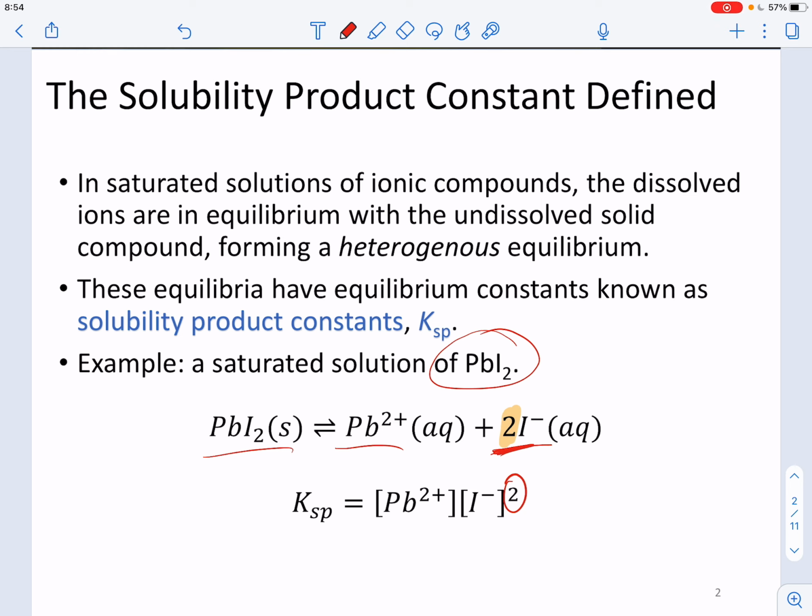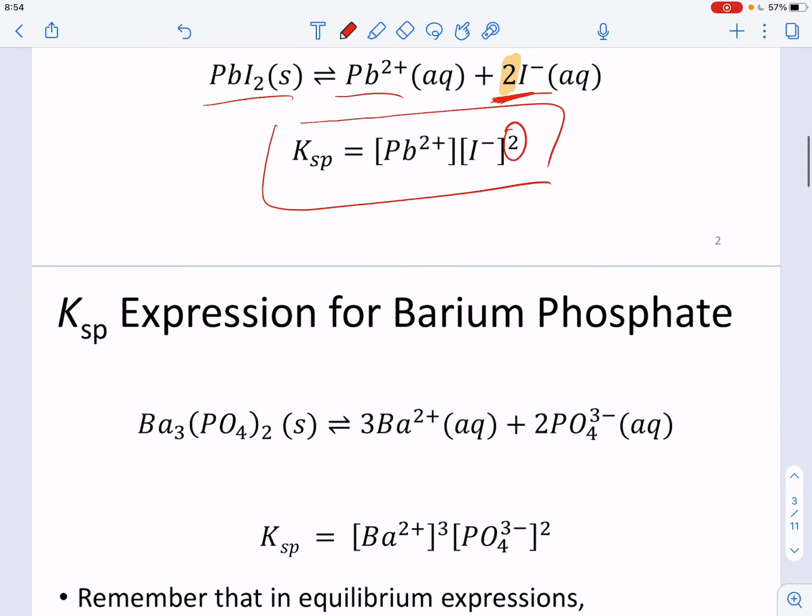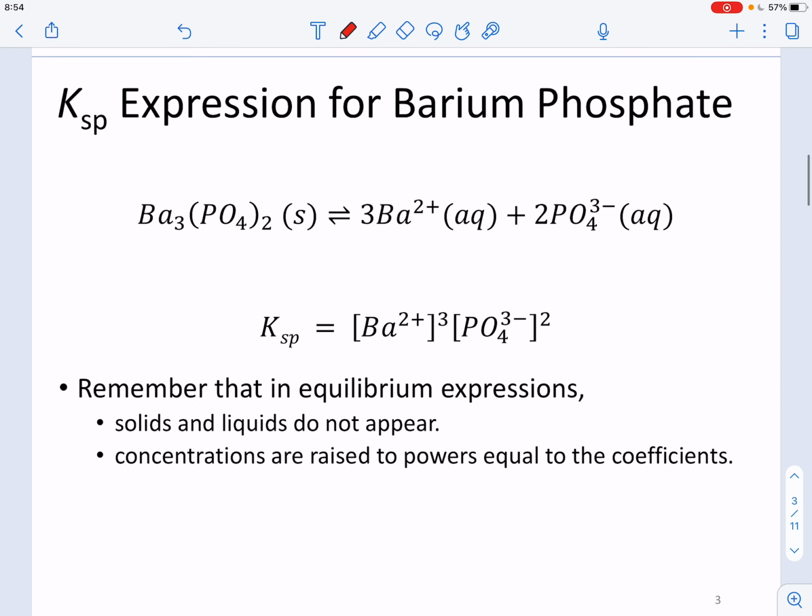So this was the case for lead iodide. This is the expression of the solubility product constant for lead iodide. Different solids, different expressions. So let's do this one more time. Barium phosphate. In this case, the dissolution of barium phosphate. Remember, on the left side of your reaction, you will always have a solid. That is what solubility equilibrium is. And here you are obtaining 3 ions of barium 2 plus and 2 ions of phosphate, right? So this is a total of 5 ions that you are producing in solution.